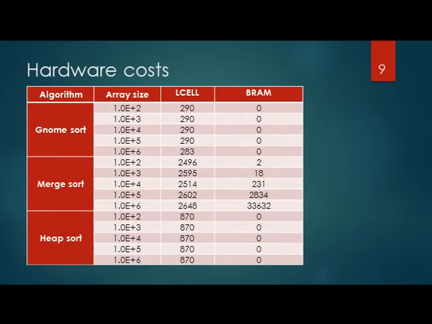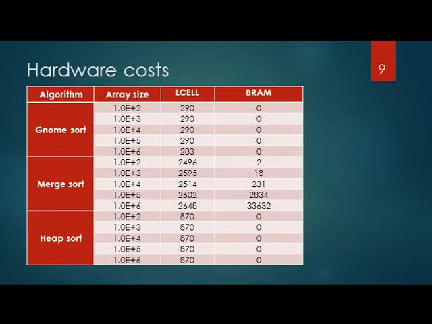This slide presents the hardware cost before optimization. The most interesting result is for the memory usage of merge sort. This algorithm uses a lot of memory blocks, too much for a lot of FPGA devices.